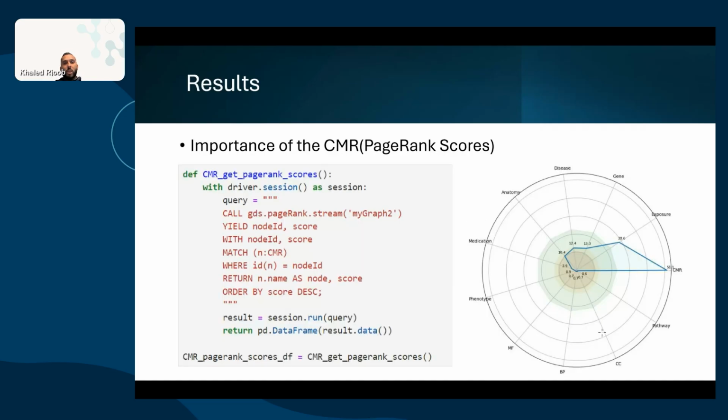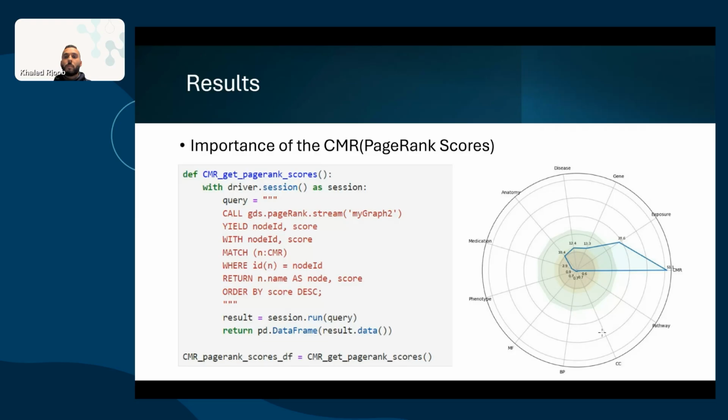And as I mentioned before, we use the PageRank score to evaluate the importance of the CMR features and the other entities in our knowledge graph. So as we can see in this slide, the CMR features obtained the highest score compared to the other entities in our knowledge graph, followed by the exposure, gene, and disease.